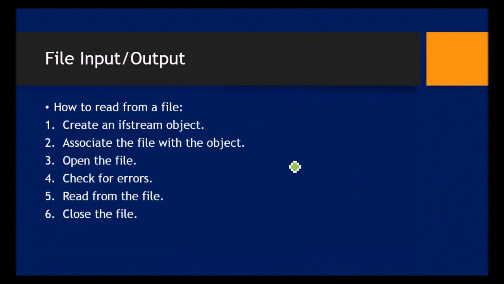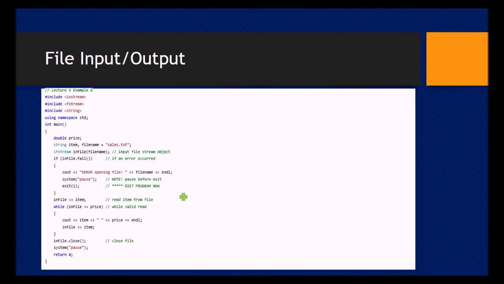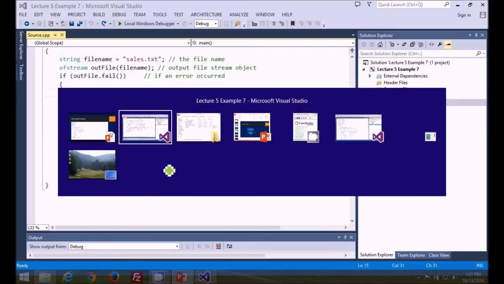Reading from a file. So now we've written to a file, let's read from it. Same sort of steps, except instead of output file stream, we want input file stream. So ifstream object, that means you're going to read from a file. Just like before, associate the file object with the file, open the file, check for errors, read from the file, and then close the file. So here's the code that reads from a file. Let's load that up in Visual Studio.